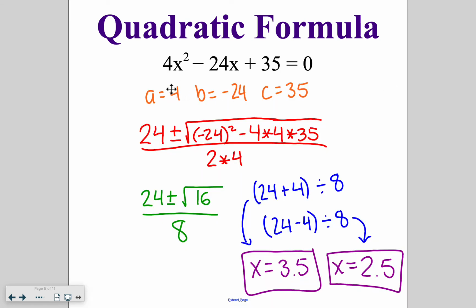Step 1, picking out a is 4, b is negative 24, and c is 35. Plugging it into our quadratic formula, opposite of b plus or minus the square root of b squared minus 4 times a times c all over 2 times a. Simplifying the part underneath the square root, that gets me to 16. Taking the square root of 16 is 4. Adding and subtracting to get our two answers of 3.5 and 2.5.